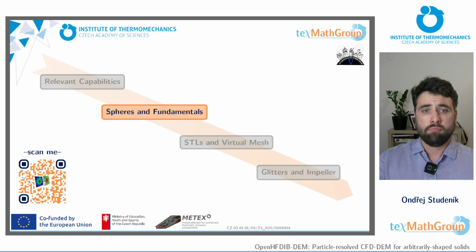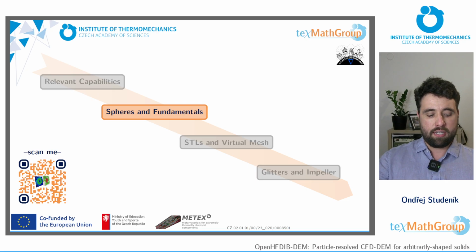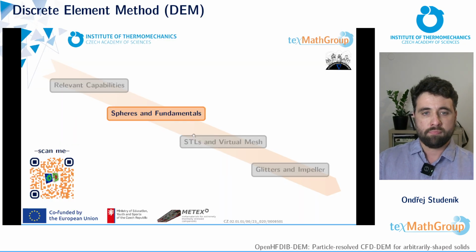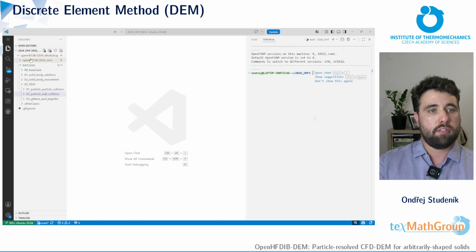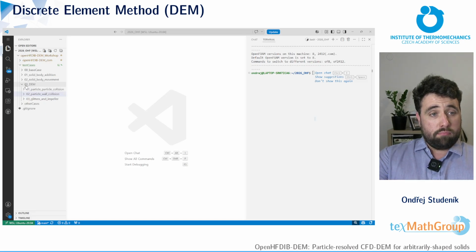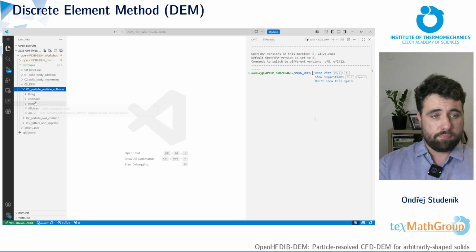So now, with the theory out of the way, we can get to the hands-on session and try to set up collisions of spheres and prescribe fundamentals such as material properties and integration step, and let's see how it turns out. All right, so now you should see my VS Code, and here is the structure of our repository, and we are today working in 03-DM, and let's start with the first case.